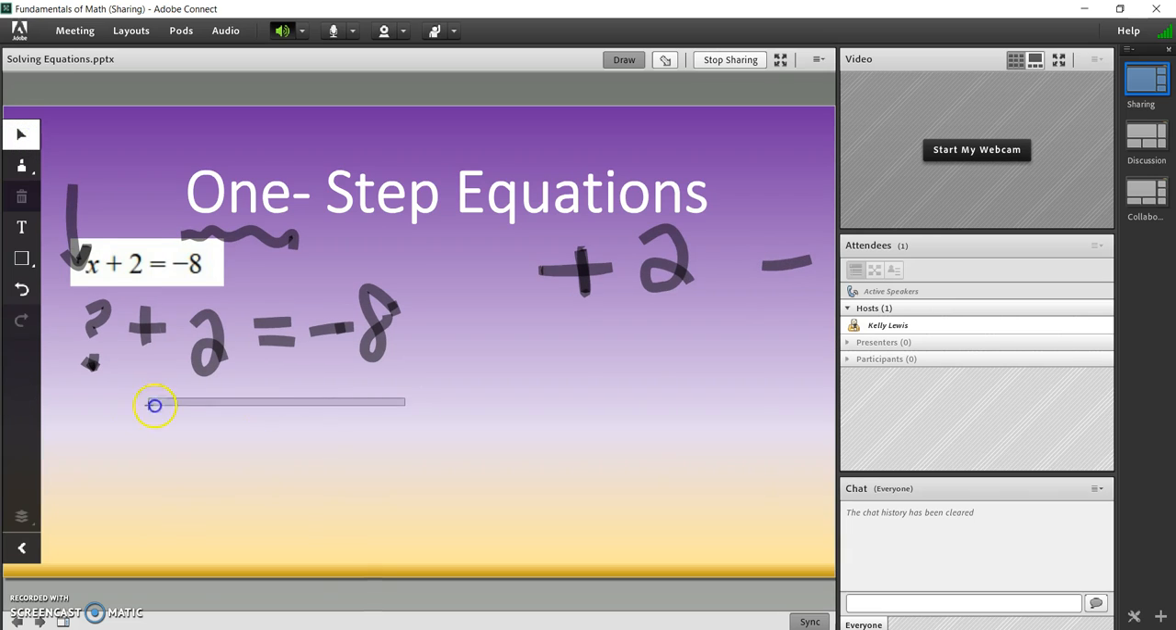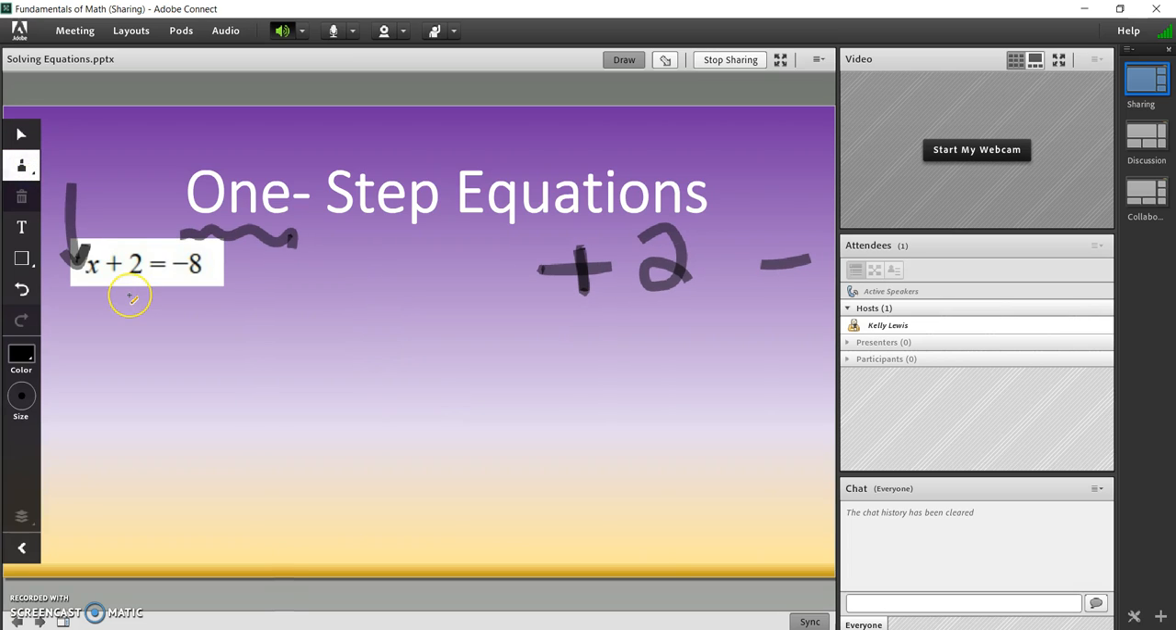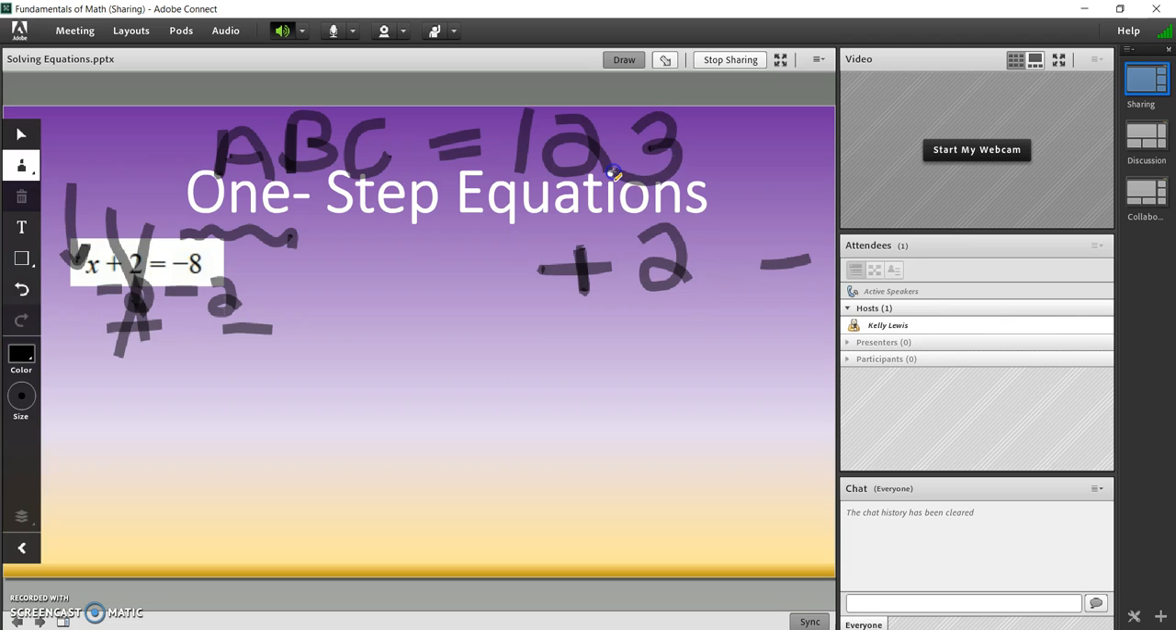We need to subtract 2 on both sides. -8 is a normal number, it doesn't have a variable, and 2 is a normal number, so you need to place them right underneath each other. +2 and -2 cancel, and you get 0. That's the whole point, is to get a letter to equal a number, like x to equal a number, y to equal a number, w to equal a number.